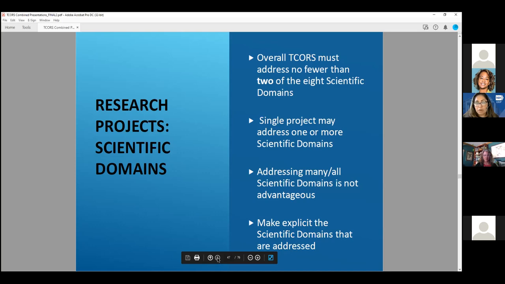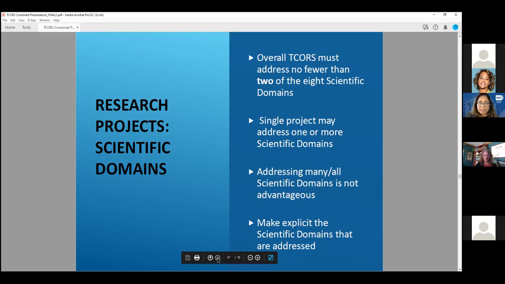And also it's very important to know that it's not necessarily the best to have projects that address all the scientific domains. I think it's very good to have that integrated theme, that PIs can focus on that theme and how to fill up some gaps that are important for FDA Center for Tobacco Products. Also, we highly recommend that you make very clear in your applications what are the scientific domains that are being covered through these projects.